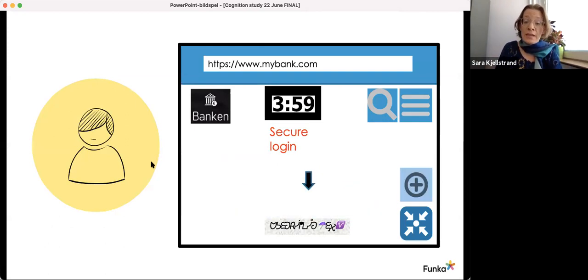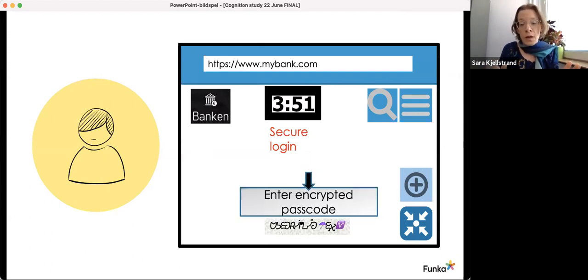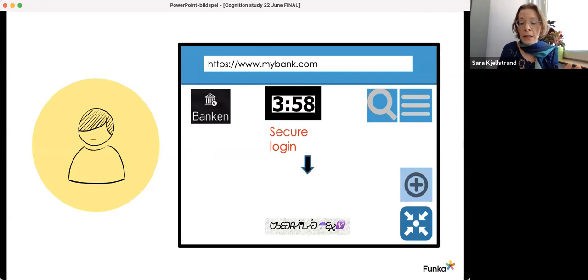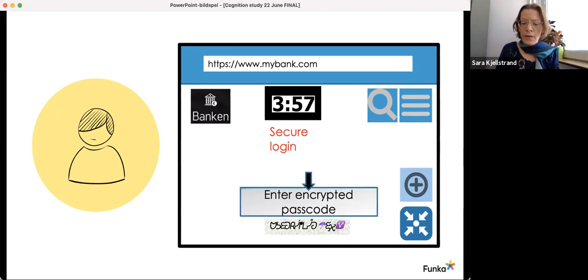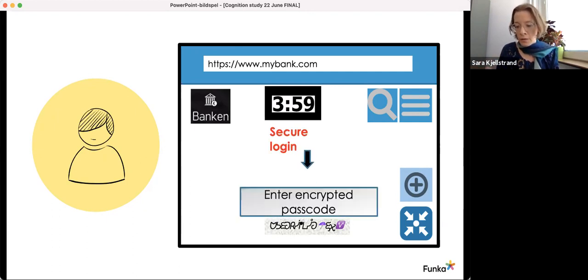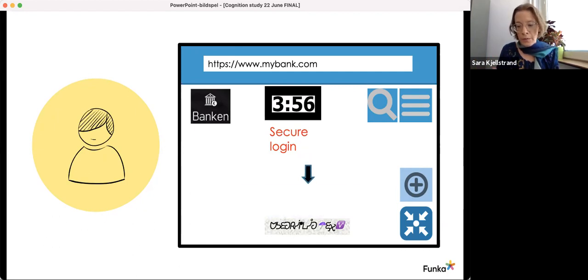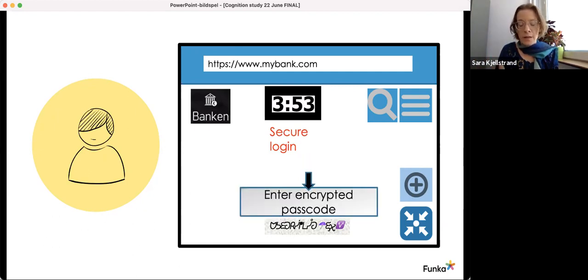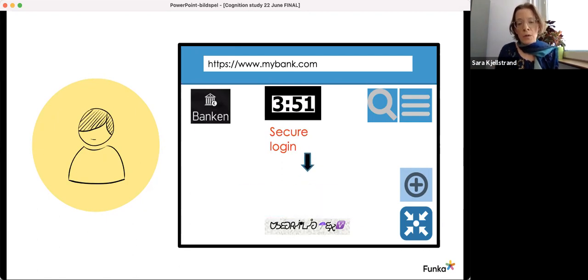But if you can keep to this website, it keeps on blinking and you have the name of the bank, you have a timer ticking down, you have a secure login sign in red that is blinking. You also have a field that says enter encrypted passcode, whatever that means, that is also blinking, and an arrow going down to it, as well as the very cryptic code underneath, which should be some kind of caption. And at the same time, you have icons all over the place that are not explained. Some of them look more like a fire exit with arrows going in every direction. And you really need to book this vacation.